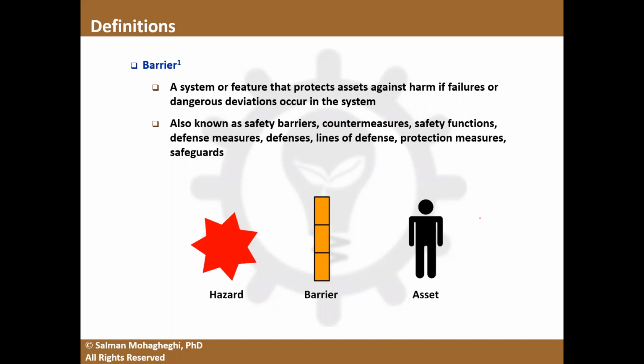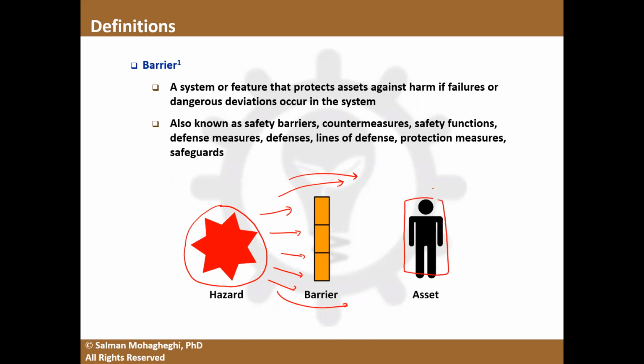So you can either have a barrier that tries to prevent this hazard from becoming a hazardous event, or it could try to contain some of the unwanted consequences so that not all of it reaches the asset, or it may try to just protect the asset. So these are the different functions that the barrier can have.